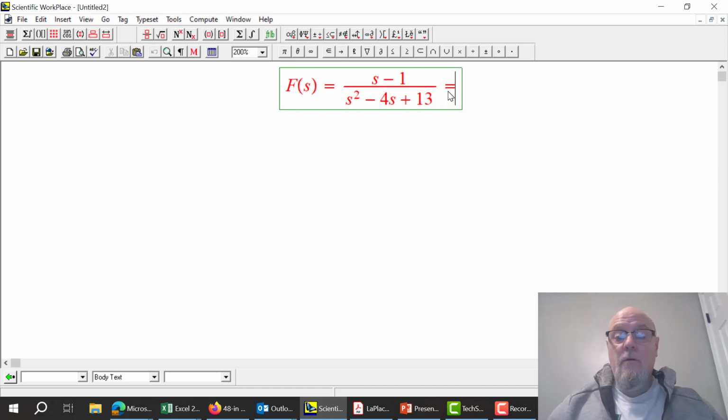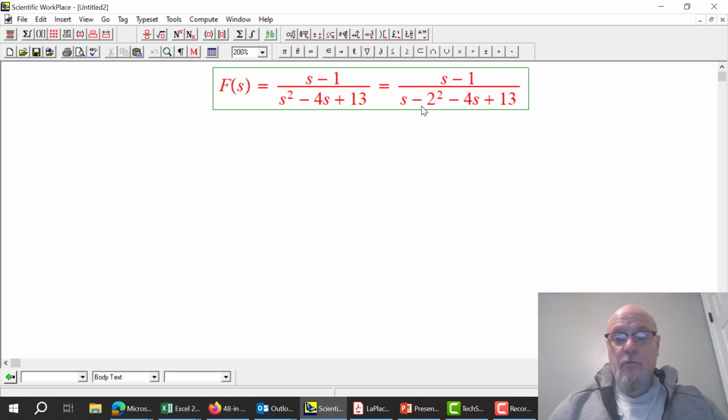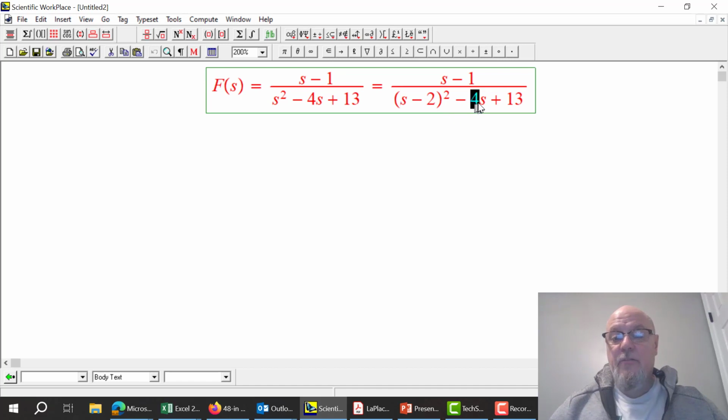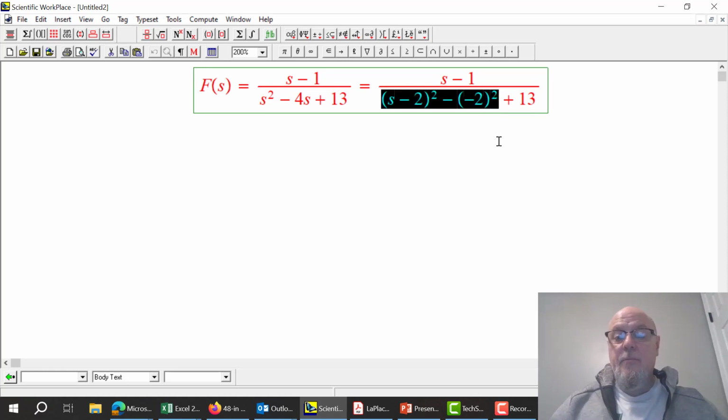Okay, so I'm going to complete the square on the bottom. I'm going to take this s squared minus 4s, and I'm going to take half of what's in front of the s piece, so half of minus 4 is minus 2, and I'm going to make it s minus 2 squared, and minus 2 squared. That's me completing the square.